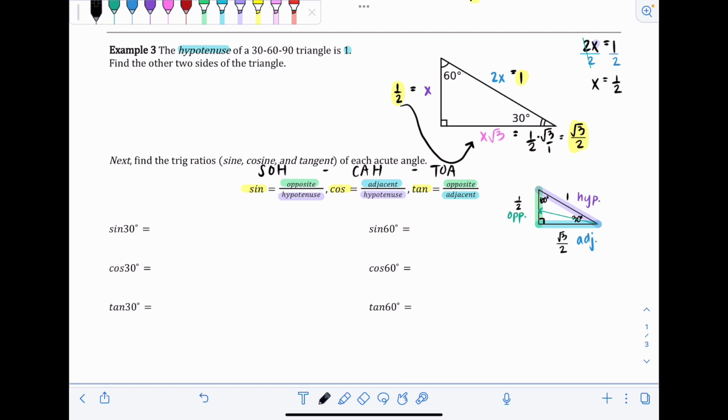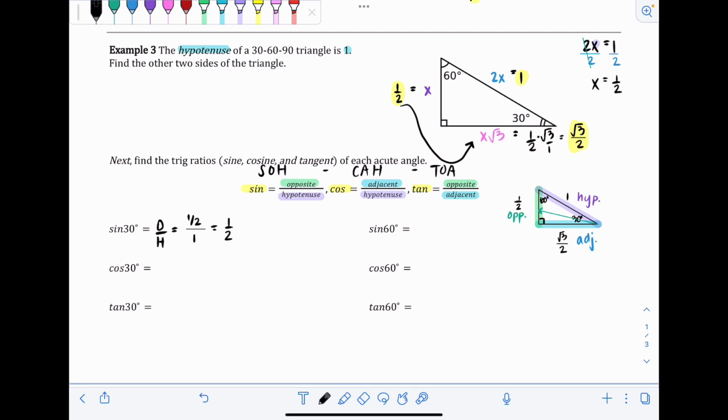Okay, so sine, the formula is opposite over hypotenuse. So I'm just going to do O over H. The opposite side was 1/2, if we just look at how we labeled it on the triangle, over the hypotenuse, which was 1. So 1/2 over 1 simplifies just to 1/2 because anything divided by 1 is itself.